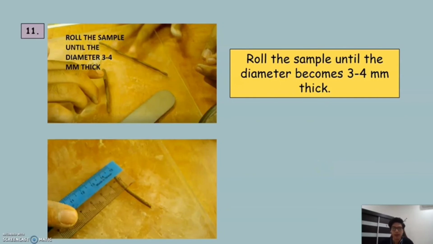For this step, we actually have to roll the sample until the diameter becomes 3 to 4 millimeter thick. Based on the first diagram on this slide, there are 2 persons rolling the soil sample in order to get that diameter of 3 to 4 millimeter thick. And in the second diagram right here, we have a ruler showing the length of the soil sample. For this one, I will say it's 4 millimeter because it's nearly at the 5th scale.